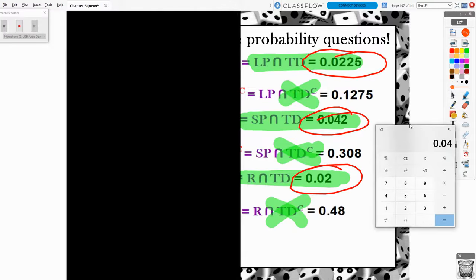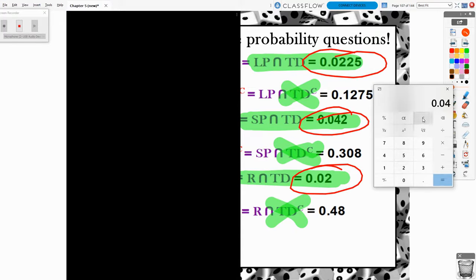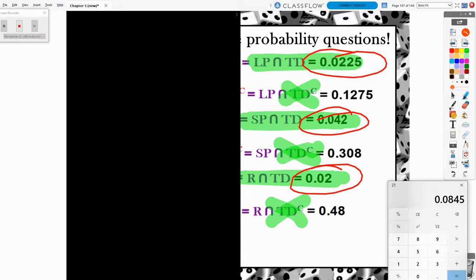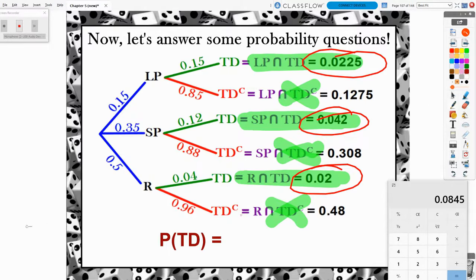And all these probabilities are disjoint or mutually exclusive from each other, so I can freely add them together without any concern about there being an overlap of an event, because I can't score a touchdown by doing a long pass play and a short pass play and a running play. Those are all exclusive from each other. So 0.042 plus 0.02. So in the end, there is an 8.45% chance of scoring a touchdown.